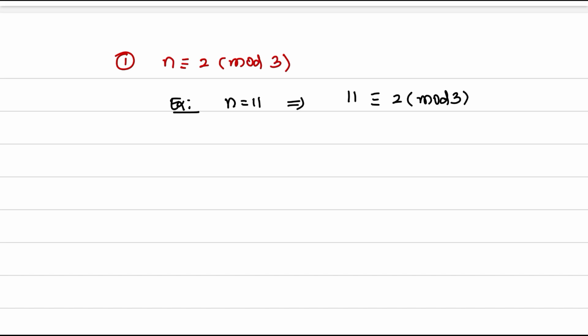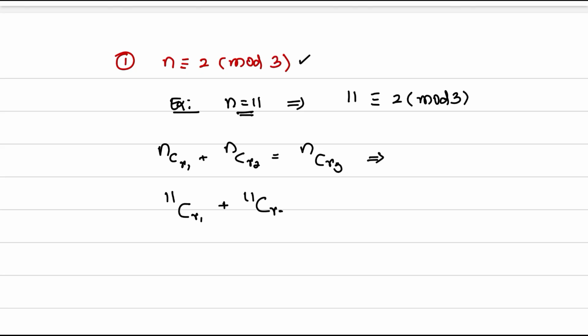Then this equation, how can it be written? nC_r1 plus nC_r2 is equal to nC_r3 can be written as 11C_r1 plus 11C_r2 is equal to 11C_r3. This equation is not applicable for all n's. We are trying the values for n equivalent to 2 mod 3. Here n is equal to 11 we have taken. We cannot take any n value and solve this.